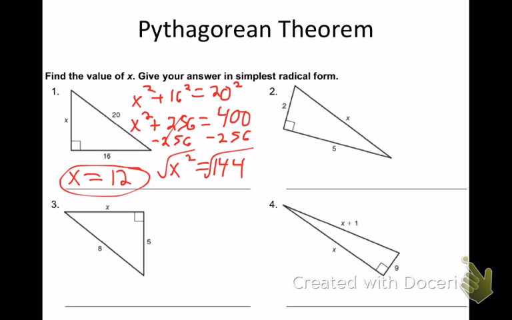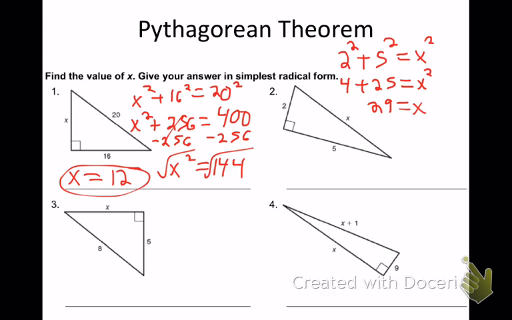Number 2. Blake, step number 2. How do I solve this one? 2 squared plus 5 squared equals x squared. Yep, 2 squared plus 5 squared equals x squared. What's 2 squared, Blake? 4. 5 squared? What's 4 plus 25?